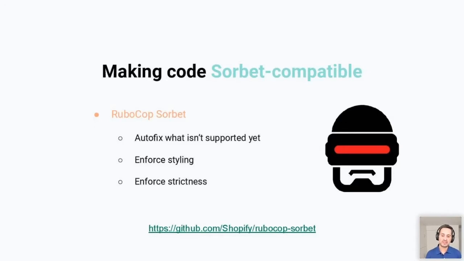So these cops actually enabled us to enforce styling, to enforce different strictnesses. If you remember, I talked about strictness levels. So we can enforce different levels of strictness in our code base across all of our files using Rubocop rules. And it also allows us to auto-fix some of the things when the auto-fix is available. We later on bundled these cops together as a reusable gem and open sourced it, so you can use it as well in your projects as RuboCop Sorbet.